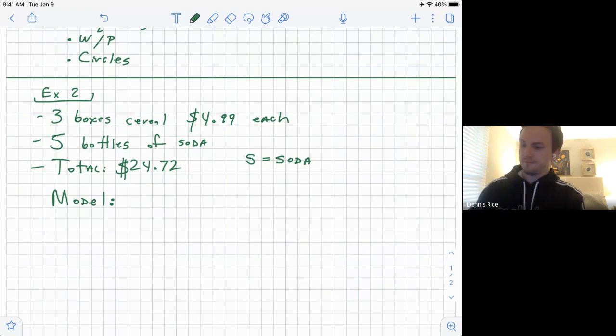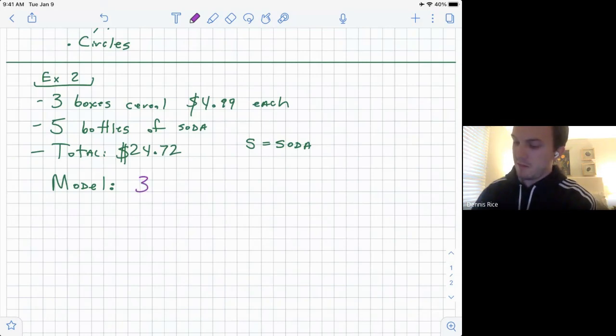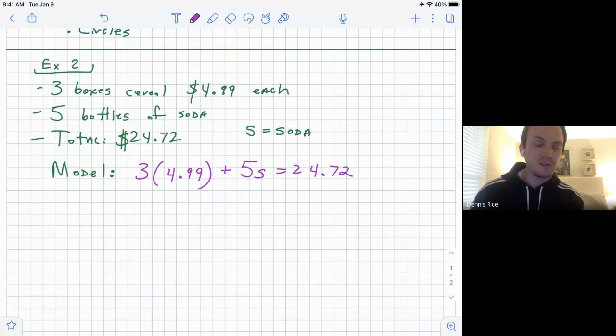Yeah. So if you were modeling this, one thing that you could do is, first of all, we know how much we spent on cereal. We bought 3 boxes and they were 4.99 each. So you could either put that into your model like as the multiplication, or you could figure out what that's going to be ahead of time. Plus, we buy 5 bottles of soda. We want to know what each of them cost. So we're going to call that 5S, and then we set it equal to 24.72. Okay, this would be your model. If this was like a written question, this is perfectly fine.